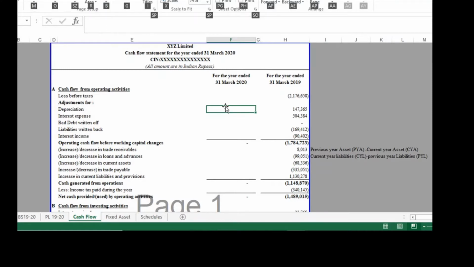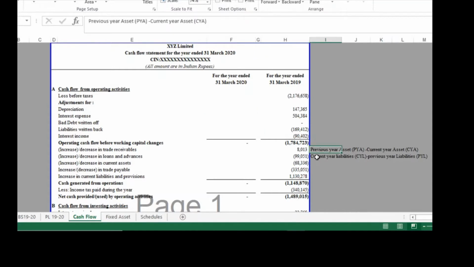Now we understand how we can plot figures in cash flow statement. So for items related to balance sheet, we use two formulas. These are: number 1, current year liabilities minus previous year liabilities, and number 2, previous year assets minus current year assets. So any item which is related to balance sheet, we use these two formulas. Let's see how we can use it.